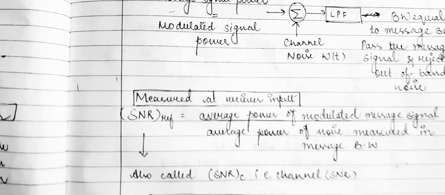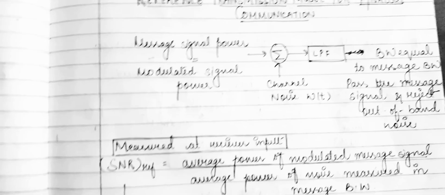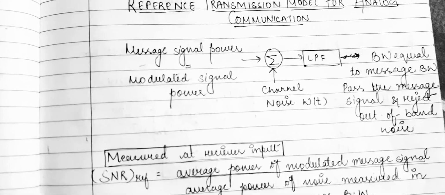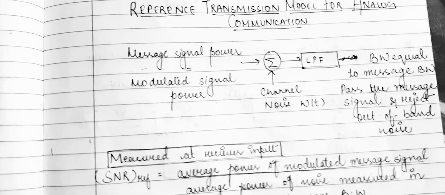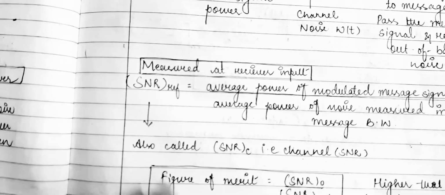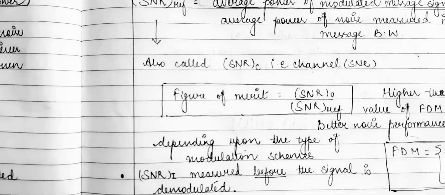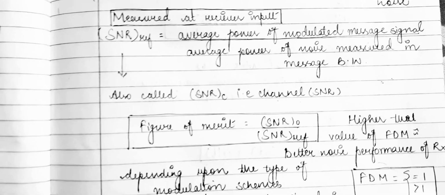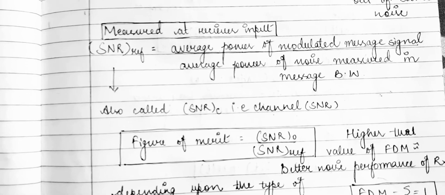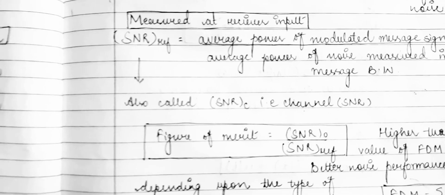We can see that it is measured at the receiver input. The SNR reference equals the average power of the modulated message signal over the average power of noise measured in the message bandwidth. This is also called the SNR_C, the channel SNR. From here we get the figure of merit, which equals the SNR output over the SNR reference. For better performance at the receiver side, it must have a higher value of FOM, depending upon the type of modulation scheme that we have used.